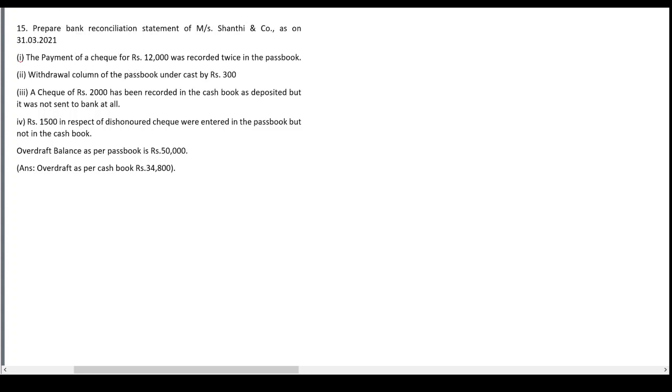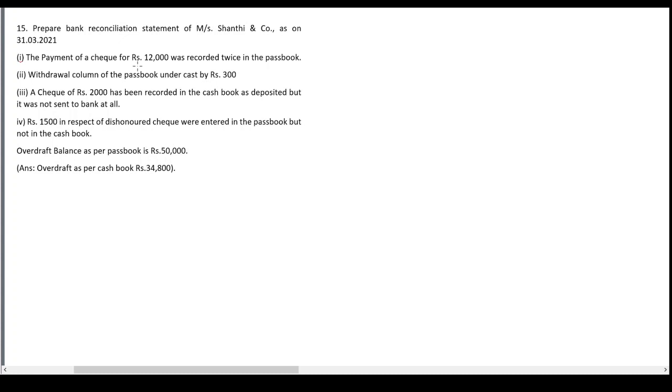Hi friends, let us do one more problem on bank reconciliation statement. But in this problem we'll start with overdraft bank balance as per passbook and try to arrive at the overdraft bank balance as per the cash book. Prepare a bank reconciliation statement of Messrs. Shanti and Company as on 31st March 21.